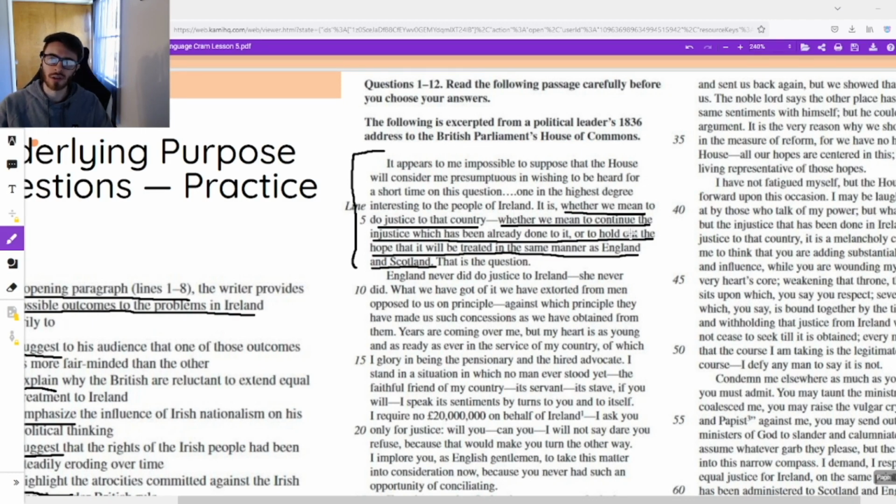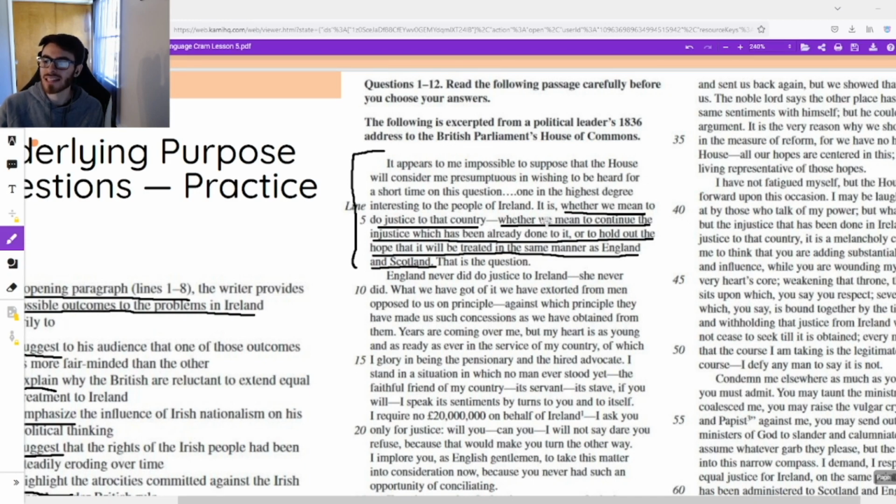Well, on a more basic level, we could say he's just trying to show what the possible outcomes are, right? Yeah, that's true. But the way he phrases this tells us he's doing a little bit more here. The question is whether we mean to do justice to that country. We can assume if he's describing it that way that he thinks justice is good, right? We should do justice to that country. So by phrasing it that way, and then also the way he phrases each of these outcomes, we can almost get an idea of which one he thinks is the correct way to go and which one's the incorrect way, right? Whether we mean to continue the injustice which has already been done to it.